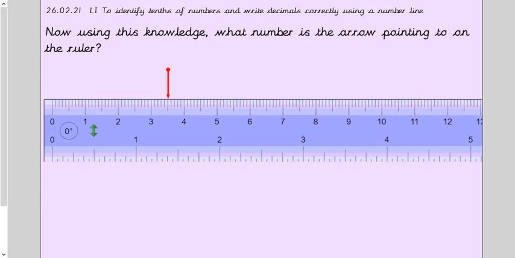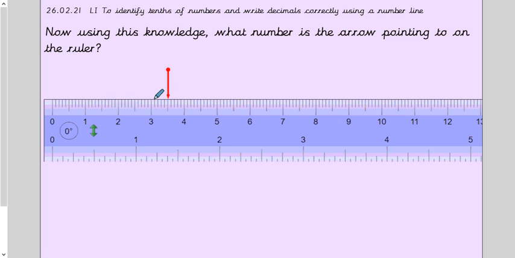So moving on to using a ruler then, we're going to use our knowledge on a number line to look at using a ruler. A lot of you use them in school, so you know what a ruler is, and some of you might know how to use them, some of you might not, and that's fine. That's why we're going to look at this today. So what number is the arrow pointed to on the ruler?